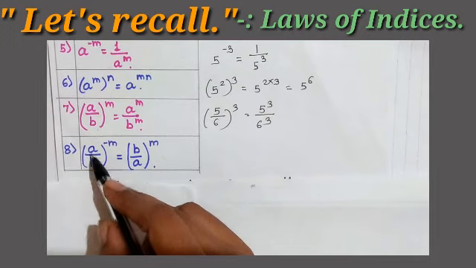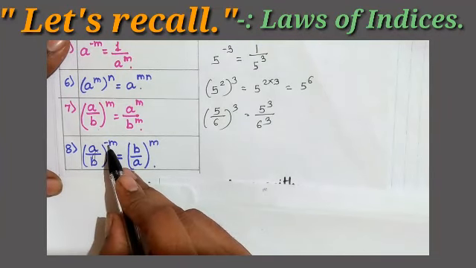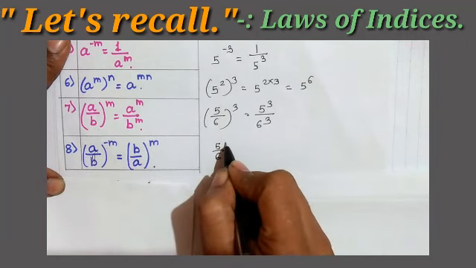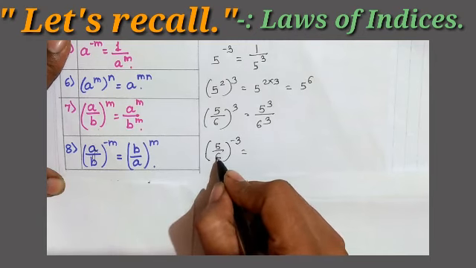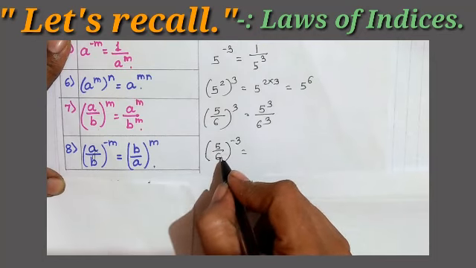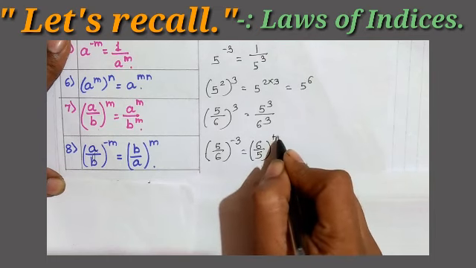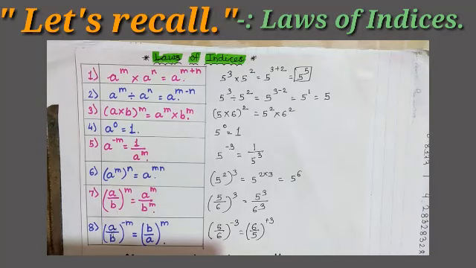Then in the answer we have to take the reciprocal of these two numbers, and the negative index is converted into the positive one. Suppose 5 upon 6 is the number and its index is negative 3. Then the denominator will go to the place of the numerator and the numerator goes to the place of the denominator. So it becomes (6/5) raised to positive 3. So that way we are all very much aware of all these 8 most important laws of indices.